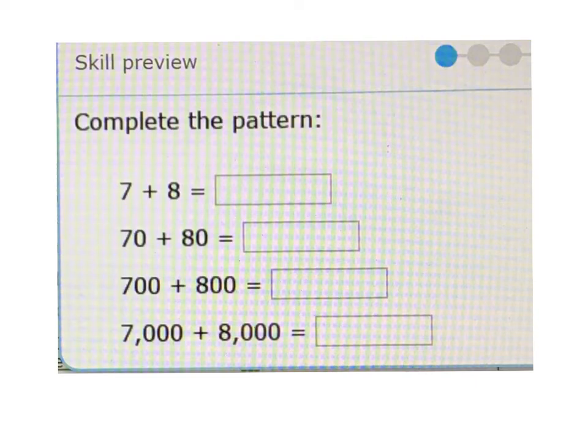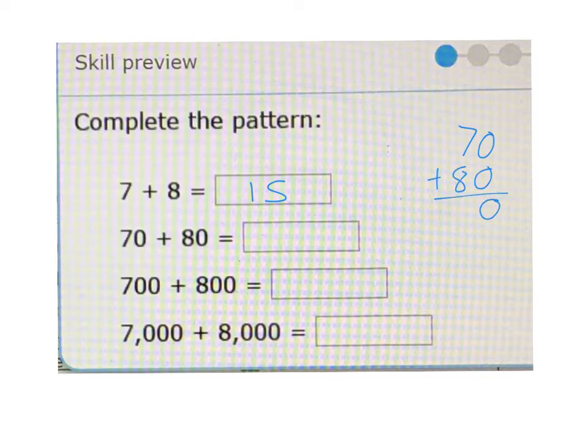In this video, we're going to continue to work on our confidence related to addition as well as our recognition of patterns. So our first question, it says complete the pattern. 7 plus 8 is obviously 15. And then we have 70 plus 80. If you're not sure, go ahead and do it on the side until you start to see a pattern.